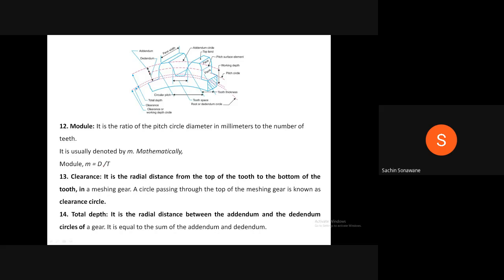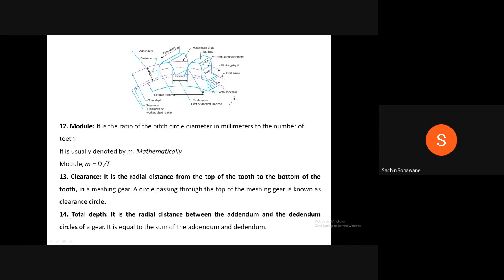Next definition is clearance. Where is clearance? You just see in the diagram. This is the clearance. It is the radial distance from the top of the tooth to the bottom of the tooth in a meshing gear. A circle passing through the top of the meshing gear is known as clearance circle.